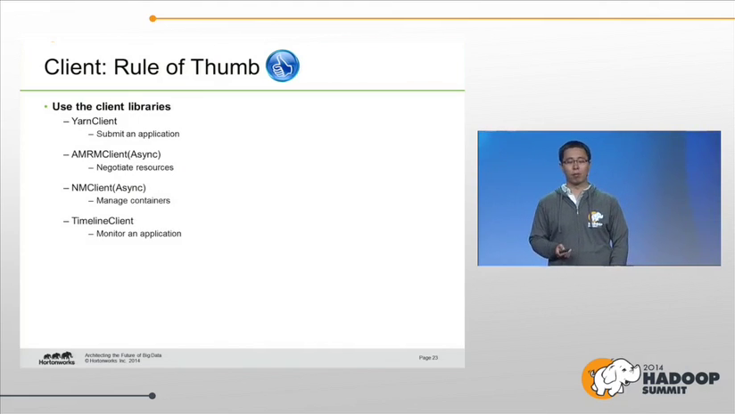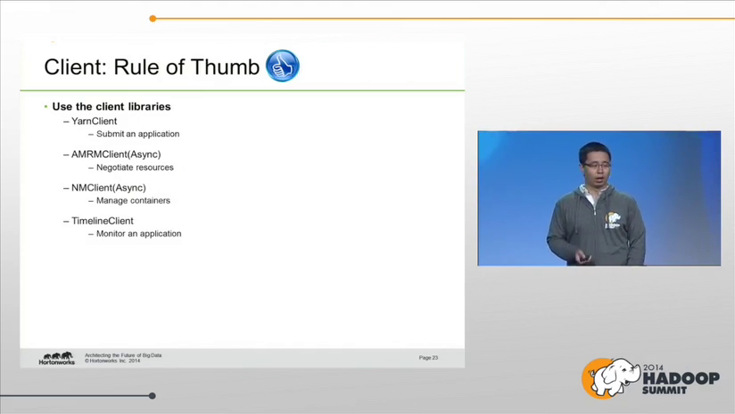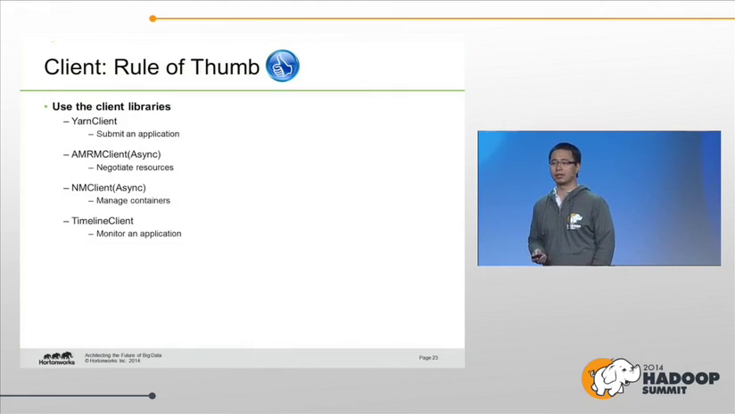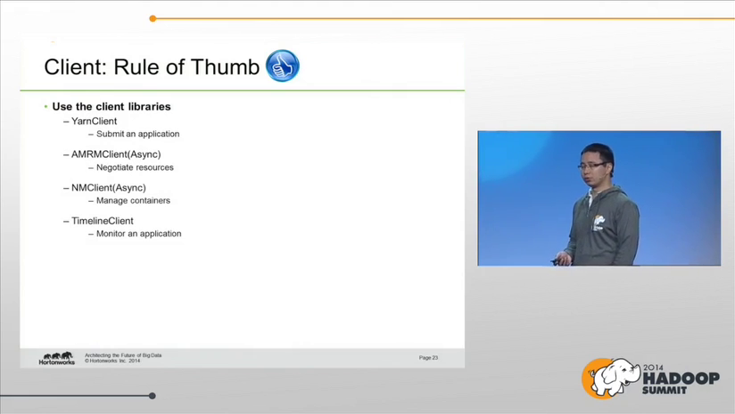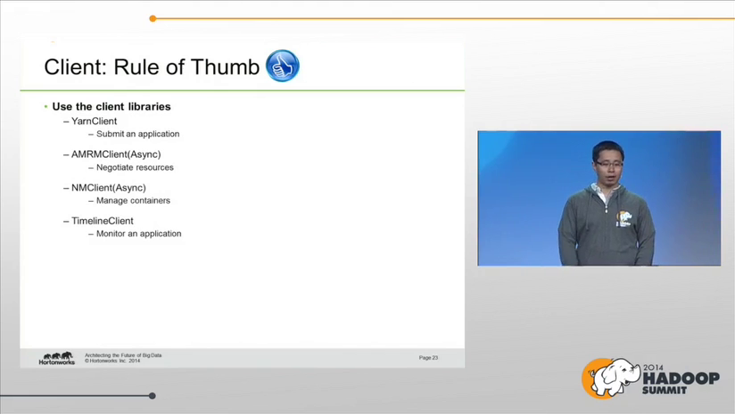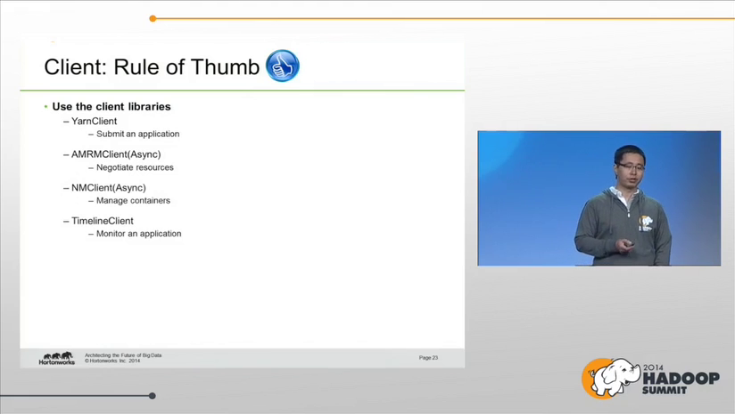There are four major clients. The YARN client is used on the client side. You are going to use it to submit your application. You can also use it to kill the application, get application information, get cluster information, a lot of stuff. And the AMRM client and the NM client are supposed to be used in the application master.